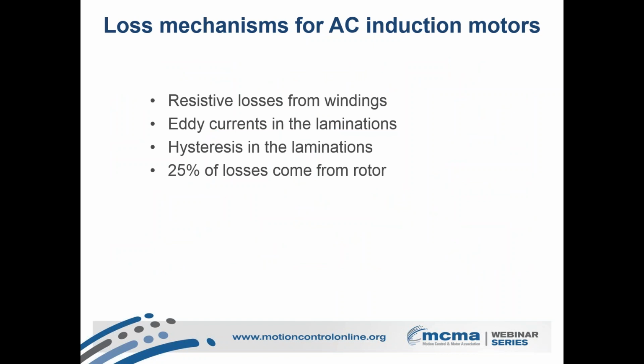Now let's take a closer look at what goes on with the loss mechanism. A lot of it is resistive losses from windings. Obviously, you've got windings in the rotors for an AC induction motor. You also have eddy currents in the rotor laminations. You get hysteresis. It adds up. About 25% of losses come from the rotor alone.